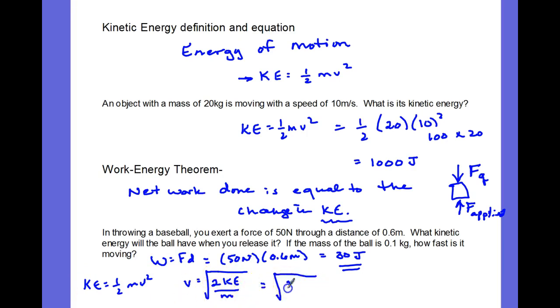And that's equal to 2 times 30, that kinetic energy from up here, divided by the mass, which is 0.1. So 2 times 30 is 60, divided by 0.1 is 600. So the square root of 600.